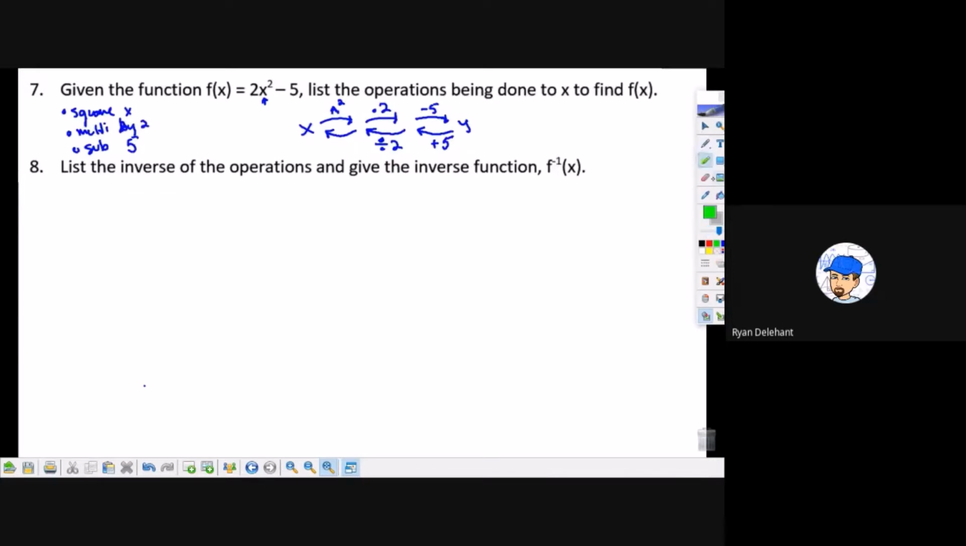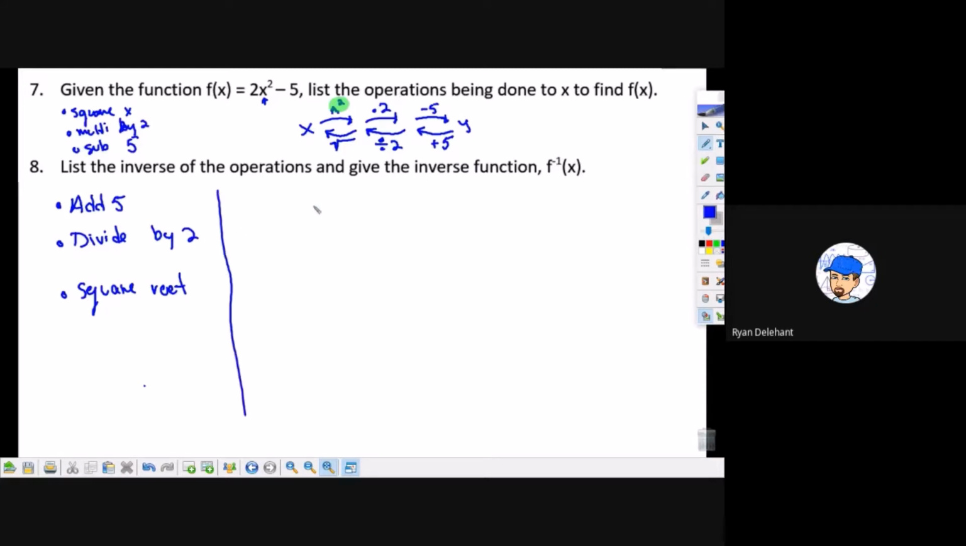And this is the one that we tend to struggle with more. This is a squaring. To undo a square, we've got to take the square root. So if we list the operations, we're going to add 5, divide by 2, and then square root. I'm showing you both of them. The arrow diagram also lists the operations.